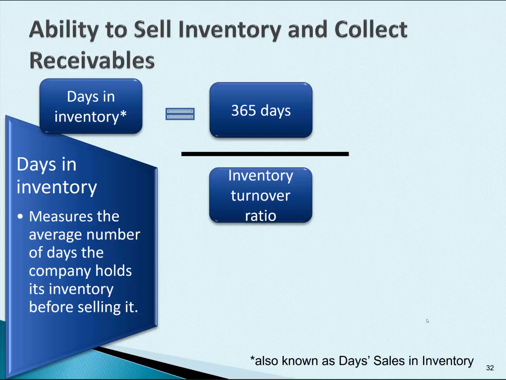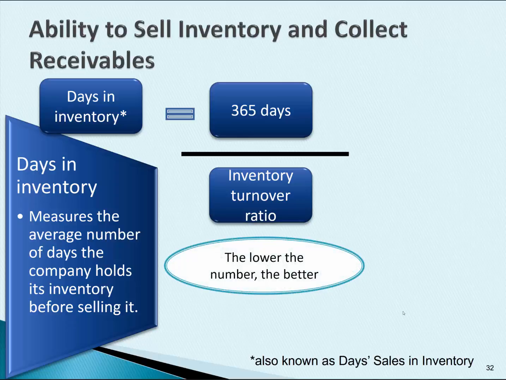Well, it depends on the product. If it's sushi and it's sitting on the shelf for 18.25 days, that's not good. So in this ratio, the lower the number, the better, because we want our inventory ideally to just touch the shelf and then someone to buy it and then it goes off the shelf. So we don't want our inventory on our shelves for very long at all.